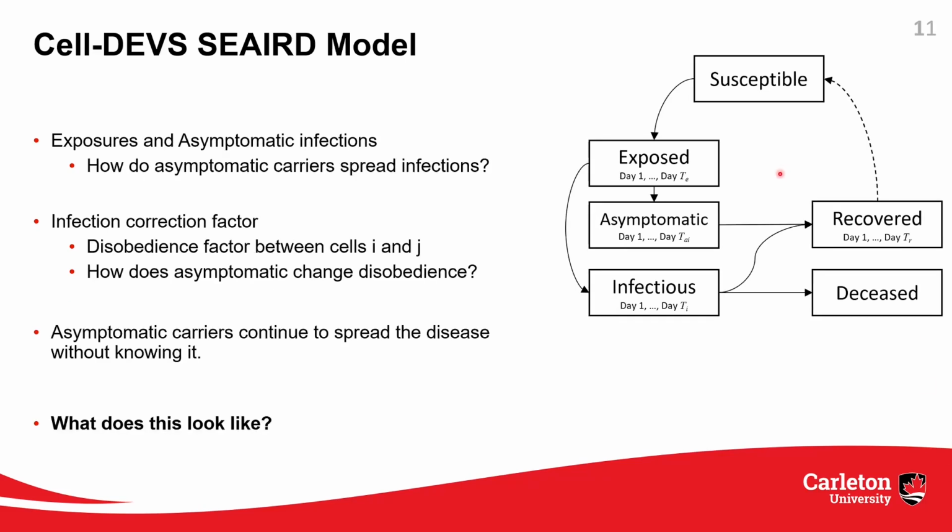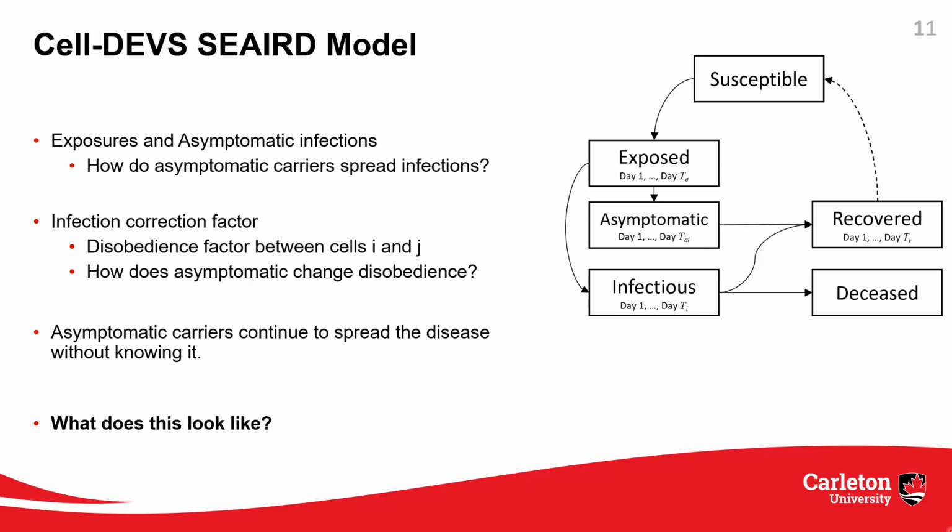So now we can take a look at how these new populations are affecting the susceptible population and the transition from susceptible to exposed. So how are asymptomatic carriers spreading the disease? We know they are, but we need to think about how they are. How are they spreading it? Who are they spreading it to? And the approach we took here was the asymptomatic carriers, we are considering them spreading it the same as the infectious carriers, but with a little less care.